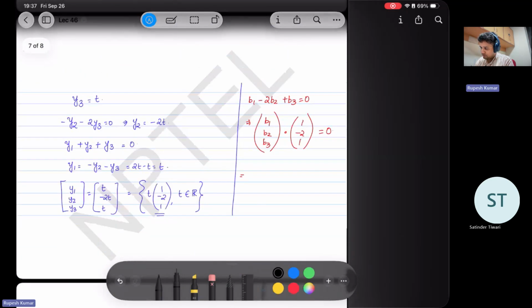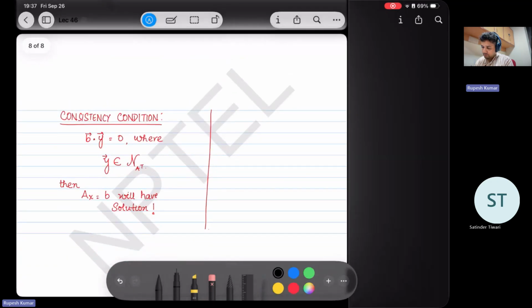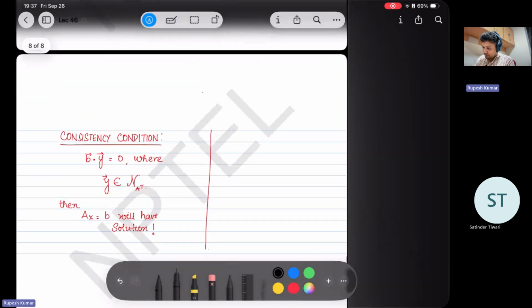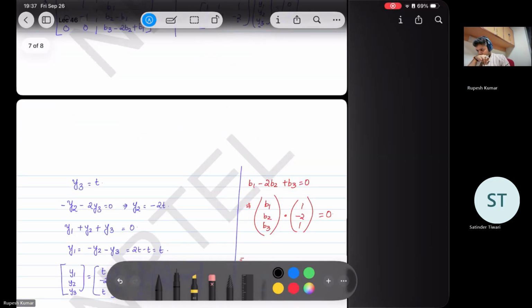And this essentially brings us to the consistency criteria. Let's say we want to solve the system of equations Ax equals b. Then the solution will exist, that is, the system will be consistent, if and only if you take a vector in the null space of A transpose and check that b dot the null space vector is 0. This is the criteria that you see, right? Only then will Ax equals b have a solution.